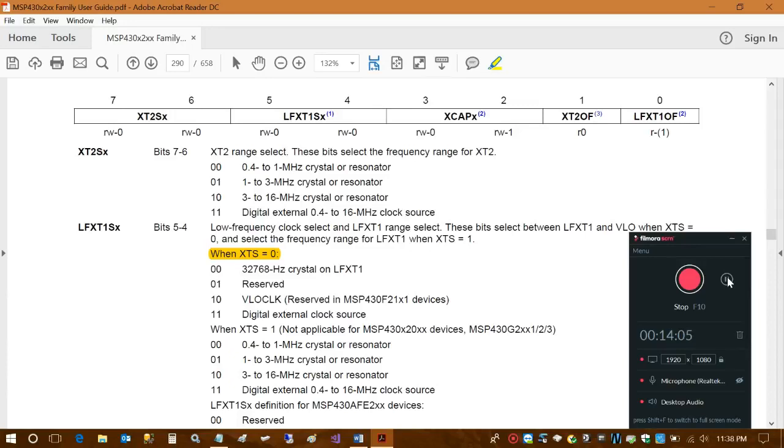And if you are using the LFXT1 in high speed mode, then you just put XTS equal to 1, and then you can put the particular value according to your crystal. Suppose we will be using a 16 megahertz crystal, so for a 16 megahertz crystal we must put 10 over here, right? So by default it will be for the 0.4 to 1 megahertz crystal. As you can see, after the power up condition it will be 0 0, so we have to modify this, right?